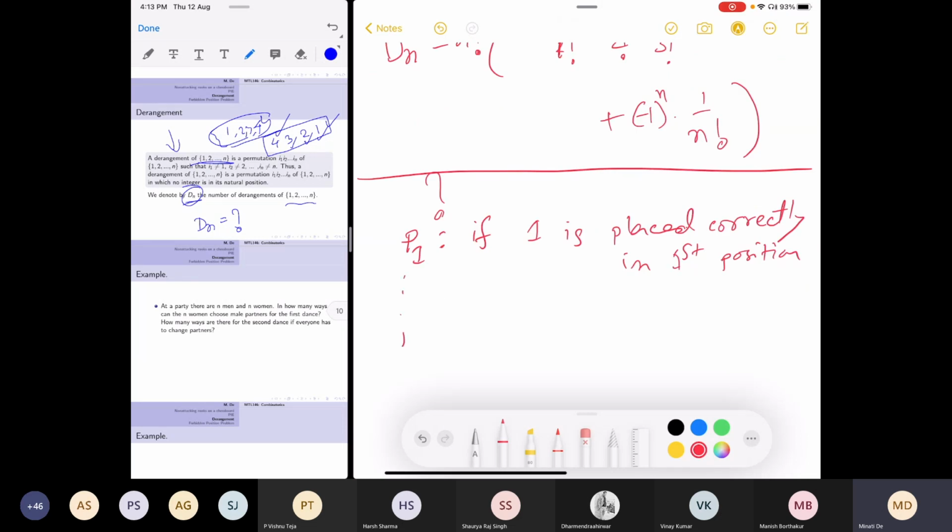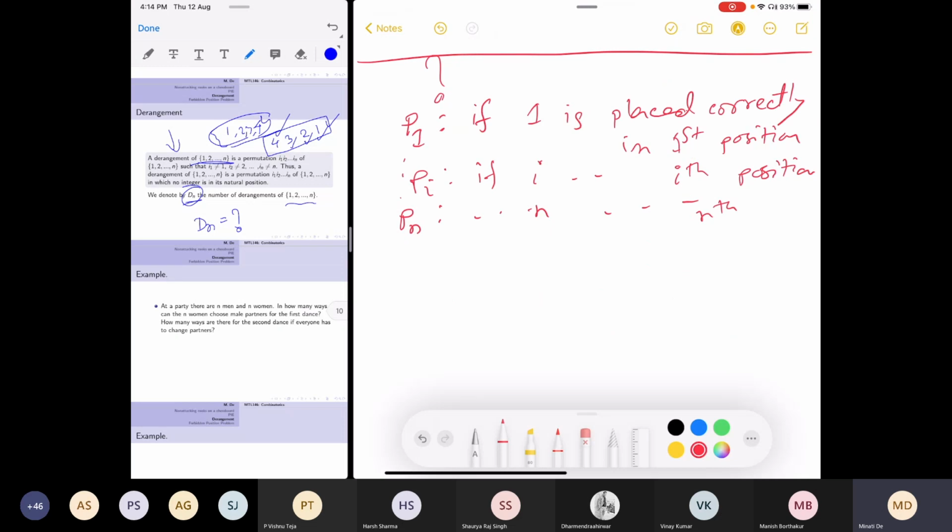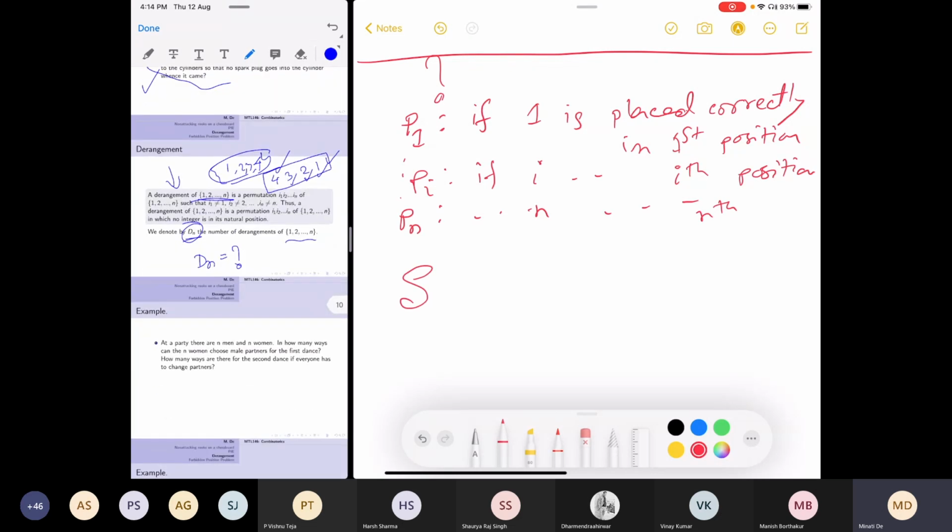You can write this up to Pn: if n is placed in the nth position. In other words, Pi is the property that i is placed at the ith position. So you have n forbidden positions. Now what is the set of all possible arrangements? If you want to apply the principle of inclusion exclusion, you need to define the universal set S. S is basically all permutations of the natural numbers.